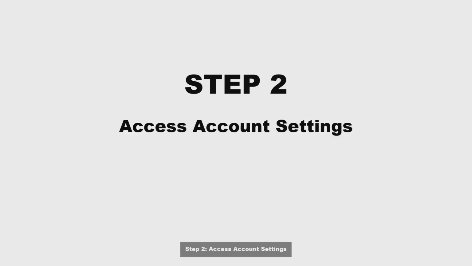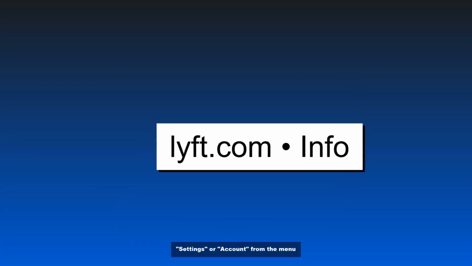Step 2. Access account settings. In the app, tap on your profile picture or the menu icon. On the website, look for your account name in the top right corner. Select Settings or Account from the menu options.